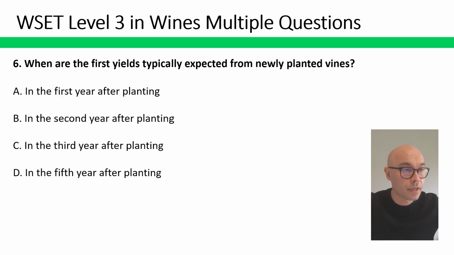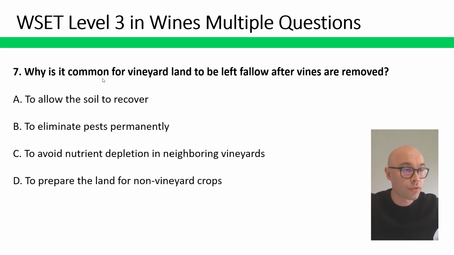When is the first yield typically expected from newly planted vines? In the first year, second, third year, fifth year. The correct answer is C, in the third year after planting. Why is it common for vineyard land to be left fallow after vines are removed? To allow soil to recover, to eliminate pests permanently, to avoid nutrient depletion in neighboring vineyards, to prepare land for non-vineyard crops. The correct answer is A, to allow soil to recover.